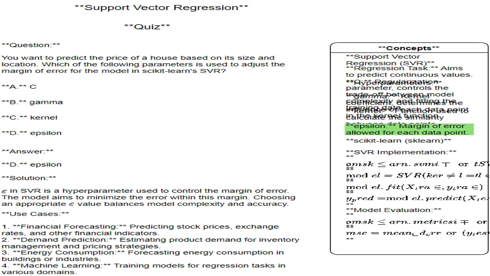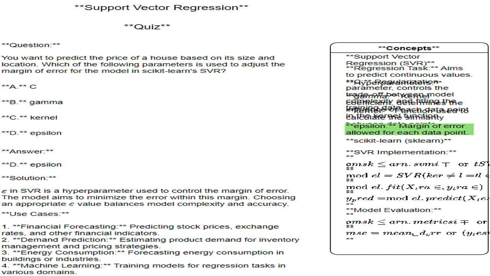Epsilon: the margin of error allowed for each data point. Epsilon in SVR is a hyperparameter that defines the margin of error allowed for each data point. The model aims to minimize the error within this margin. A higher value of epsilon allows for larger errors, leading to a simpler model. A lower value of epsilon allows for smaller errors, leading to a more complex model.